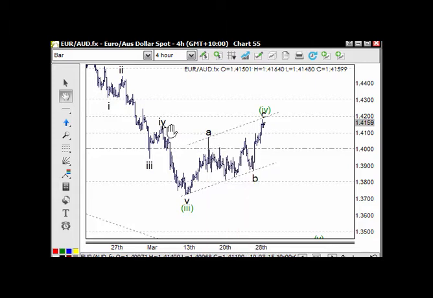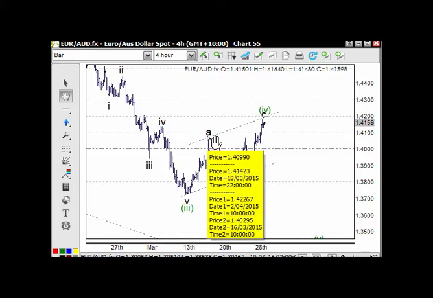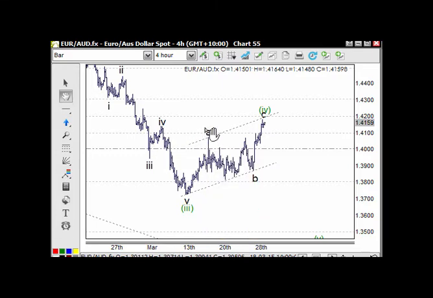So I was looking between that high and this high here as the target area for this wave 4, but it seems to be pushing up above that area there. So we need to start looking at this as possibly a stronger move to the upside.